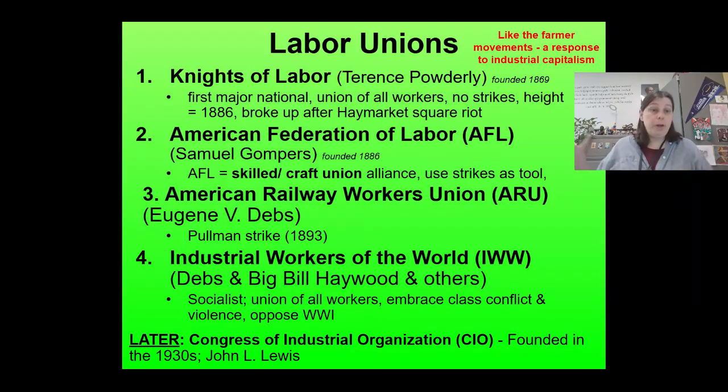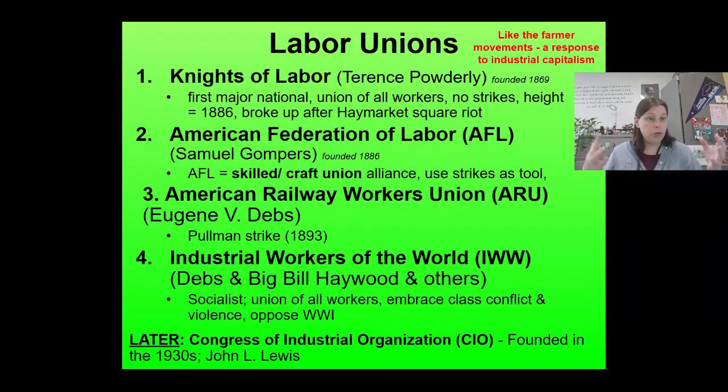And so the response of workers to all of these problems, which are accumulating and getting worse the later that you go in the 1800s, is that some of them, not all of them, are going to form labor unions. You need to know what a labor union is. A labor union is an organization of workers that is formed to bargain collectively with management.